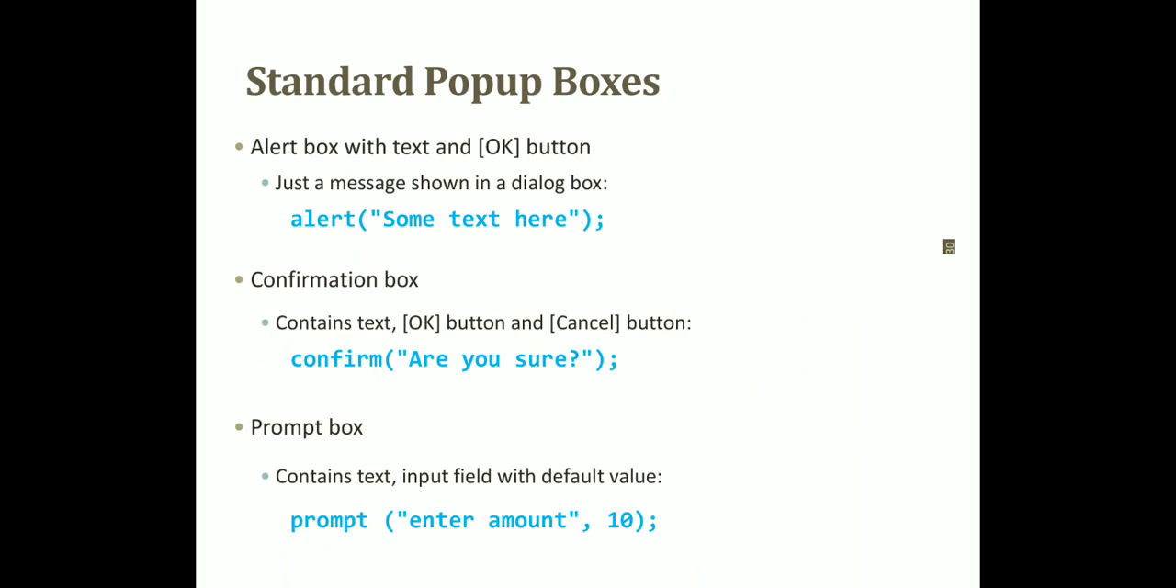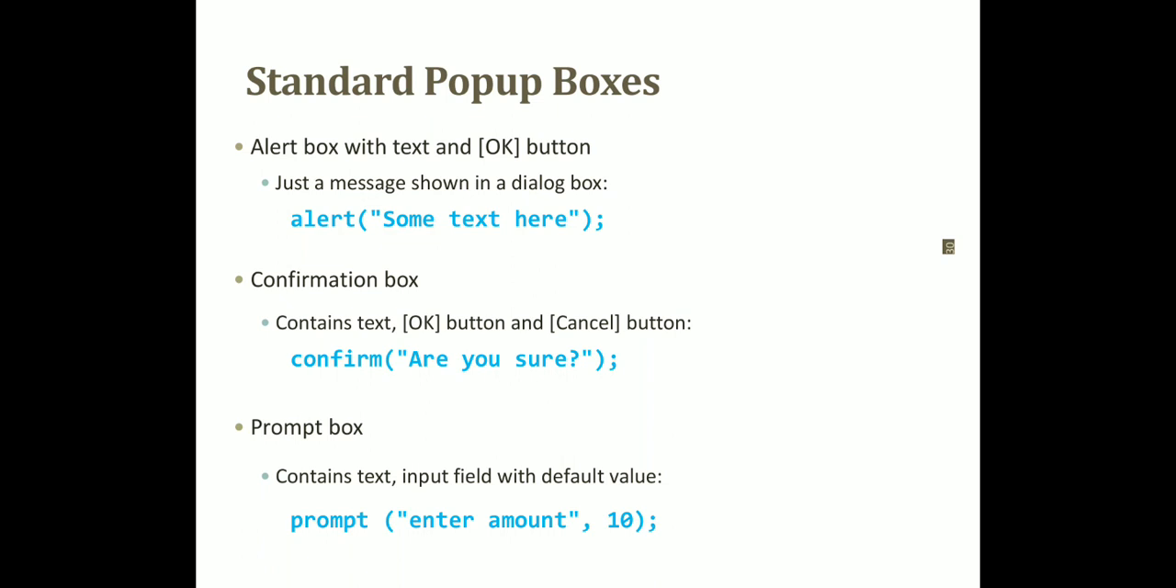And the next point is standard pop-up boxes in JavaScript. First, the alert box with text and an OK button. At that time you put just a message shown in the dialog box, like alert some text here. If you want to display a confirmation box, you need an OK button and a Cancel button as well, right? For example, if you are asking a question like, are you sure you want to exit? There will be two options present, yes or no. So this is the confirmation box.